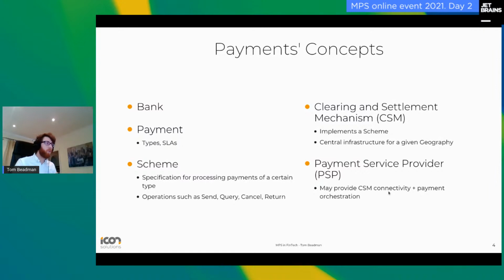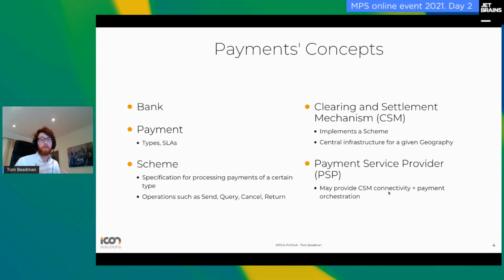Now, in order for one bank to pay another bank, the payment needs to be transferred over what's known as a scheme. This is a high level specification, really, that defines the financial message exchange formats. So you've got operations in there, such as sending a payment, querying the status of a payment, cancelling one, or returning one. But that's at a really broad, high level.